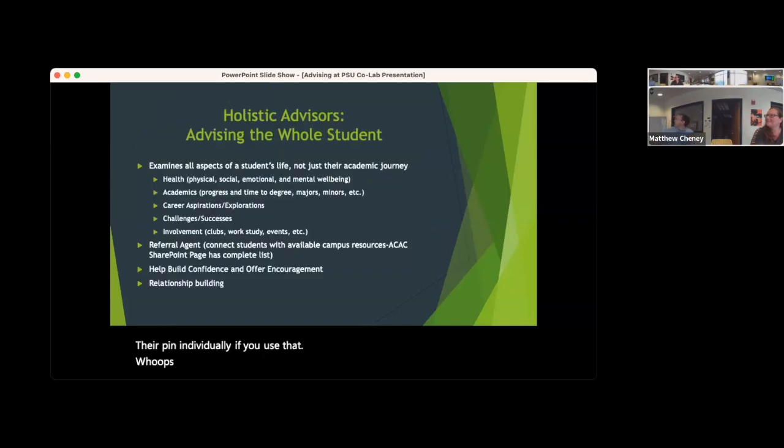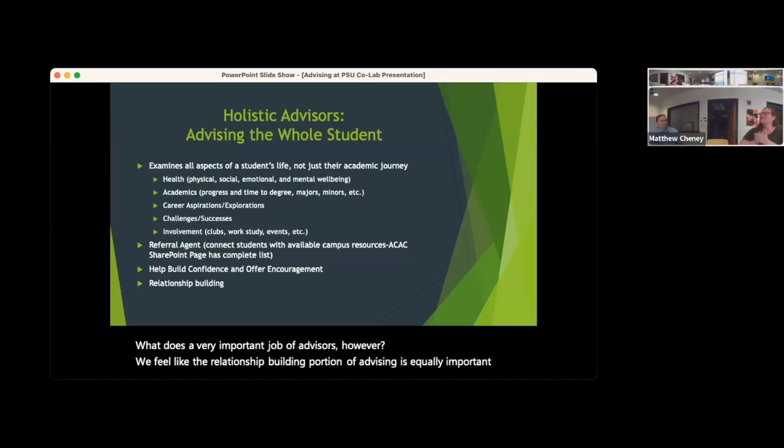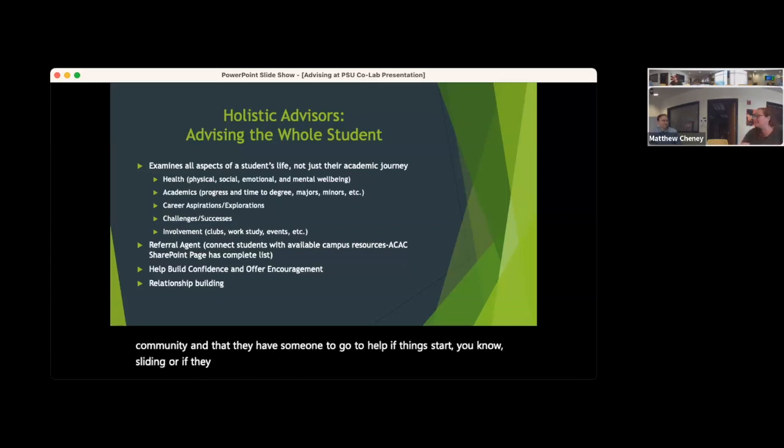All right, holistic advising. Kelsey, I just want to tell students to register for classes. What's wrong with that? Nothing. We really want students to register for classes. That is a very important job of advisors. However, we feel like the relationship building portion of advising is equally important. We want students to feel connected here as an individual and that they fit into the community and that they have someone to go to for help if things start sliding or if they encounter any challenges.